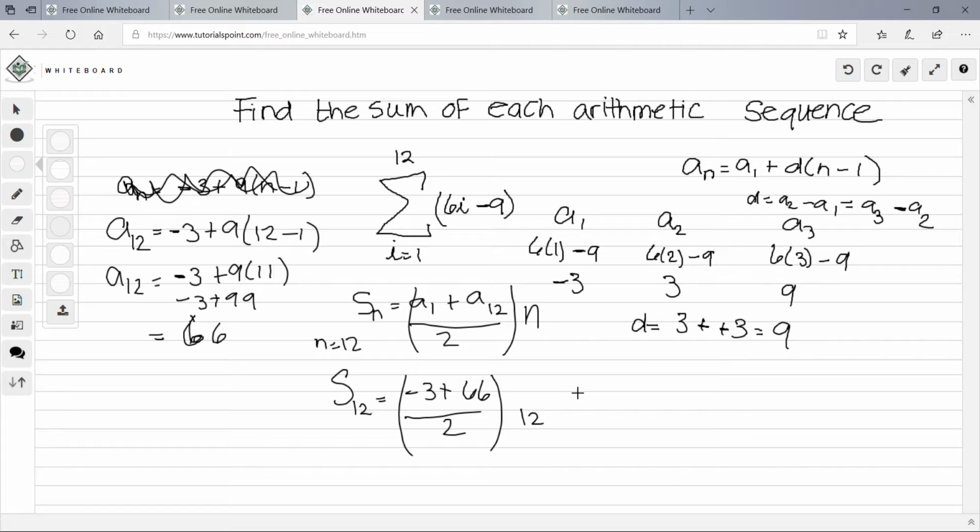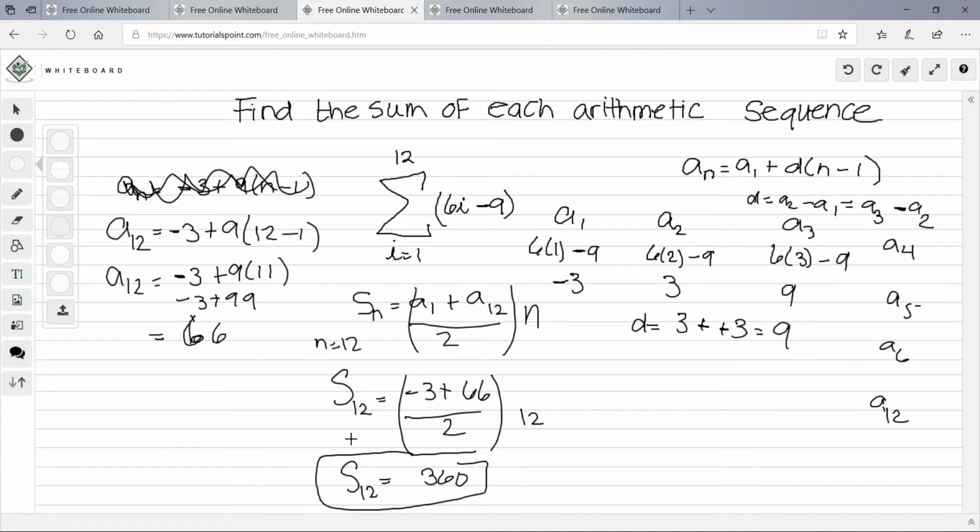And then if you do all the work, you would get S of 12 equals 360. This is your final answer. So what we're doing is we found the first term, the second term, the third term, and then you'll keep on going until you find the fourth, the fifth, the sixth, all the way to 12, right? And then you add all those terms, and this should give us 360.